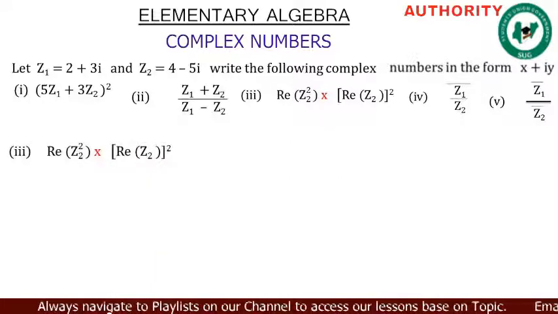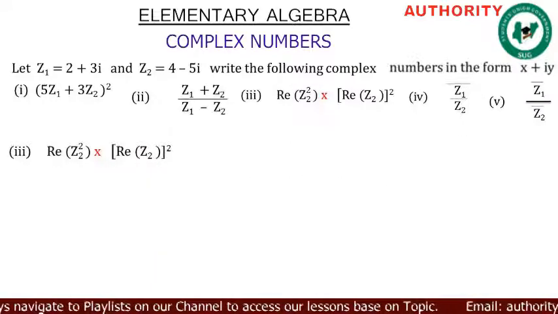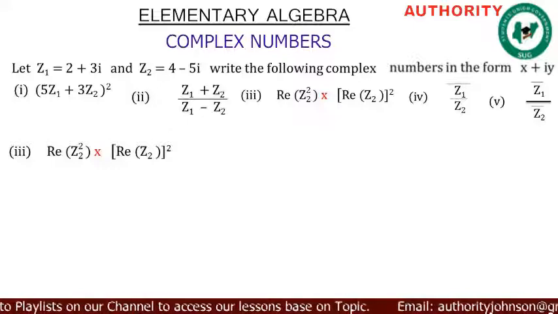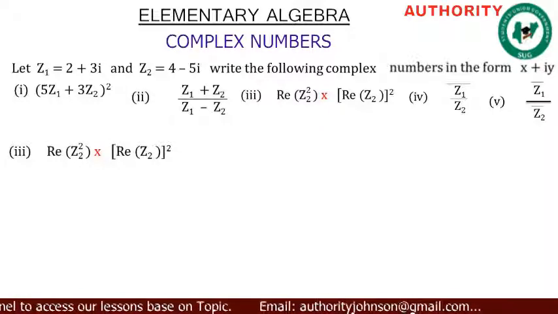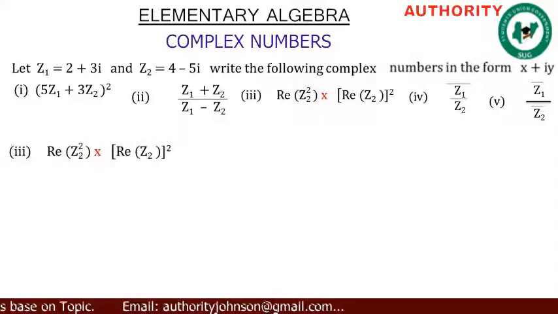Number 3, we have RE over bracket Z2 squared. So this RE simply means the real part of Z2 squared. Then we'll say times the real part of Z2. Then you're going to get the real part of Z2 and then squared it.